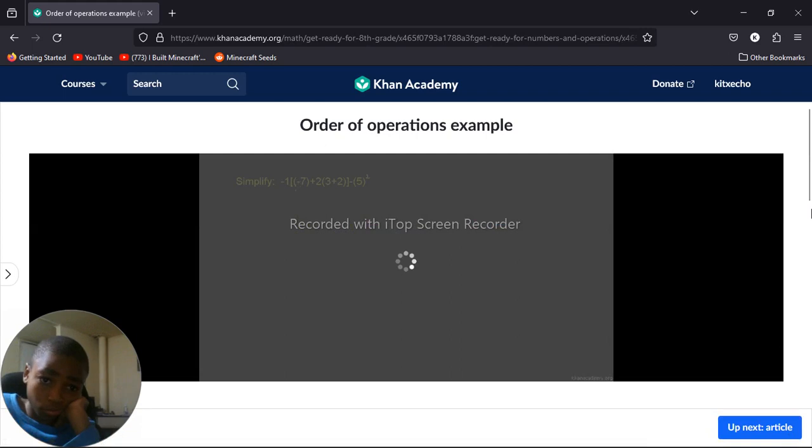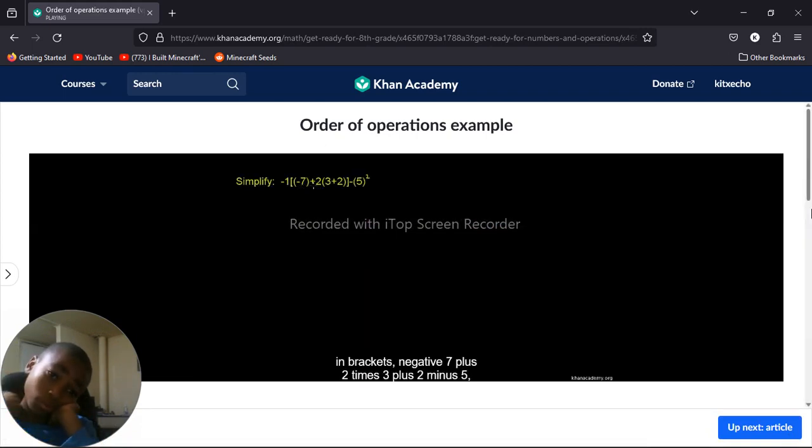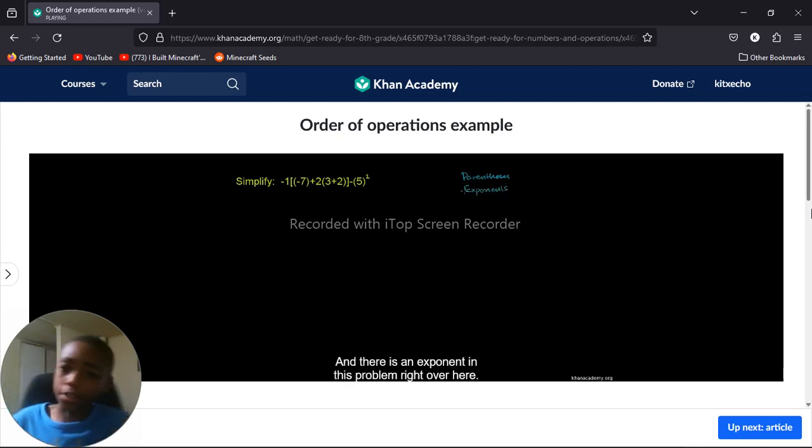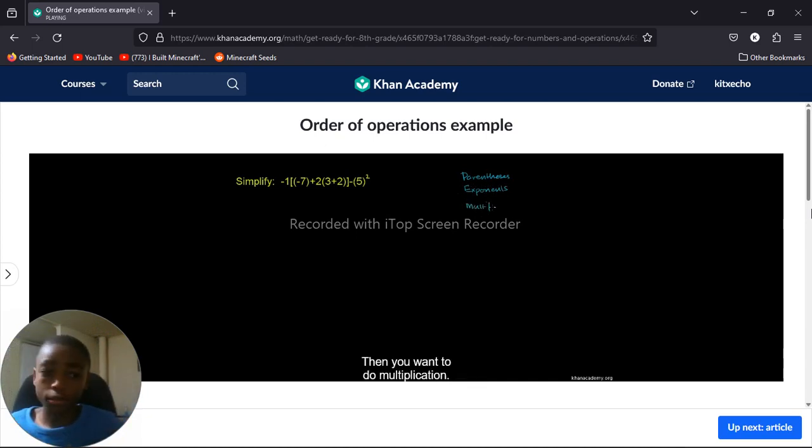Simplify negative 1 times this expression in brackets: negative 7 plus 2 times the quantity 3 plus 2, minus the quantity 5 squared. So this is an order of operations problem. And remember, with order of operations, you always want to do parentheses first. Then you do exponents, and there is an exponent in this problem right over here. Then you want to do multiplication and division, and then finally you do addition and subtraction.